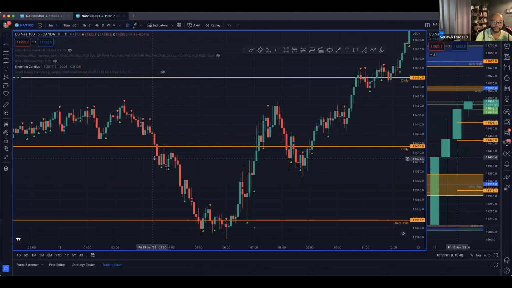And there was no sign for me to take the entry for the continuation, and there was no sign for me to take the entry for the reversal. If I'm relying on engulfing candles, there was no sign, right? Although we got these two engulfings, it wasn't pushing up. Price still was not pushing up.